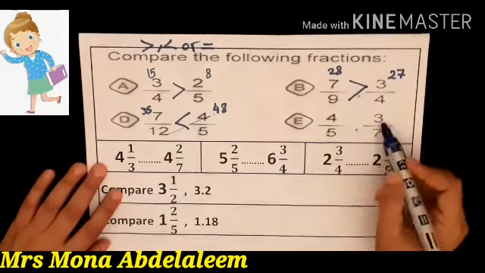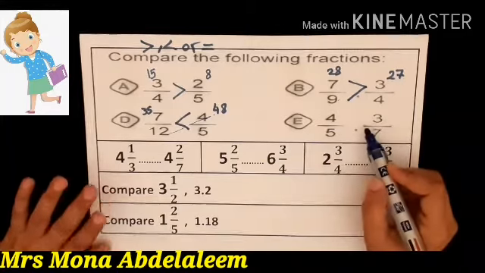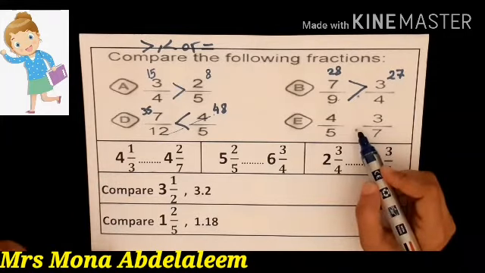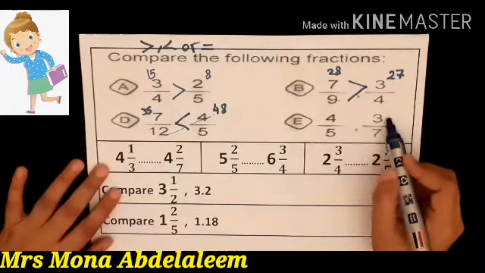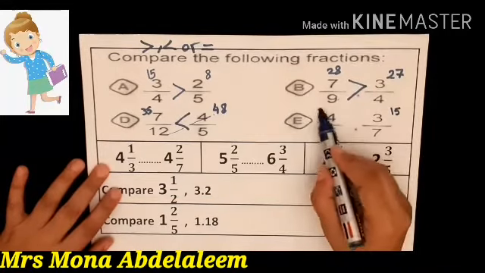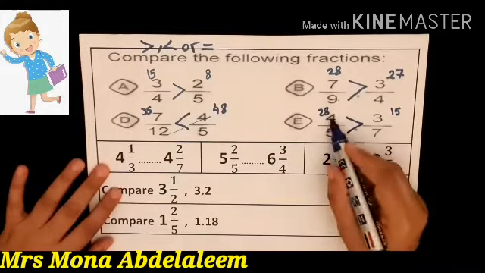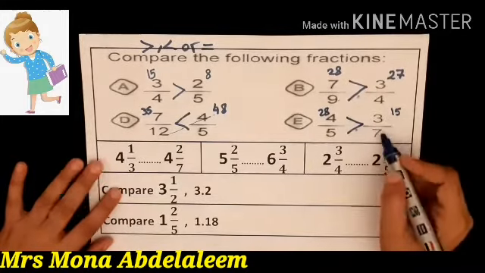4 over 5 and 3 over 7. Cross multiplication or common denominator, as you like. 5 multiply 3, 15. 7 multiply 4, 28. Which is greater? 28. So 4 over 5 is greater than 3 over 7.